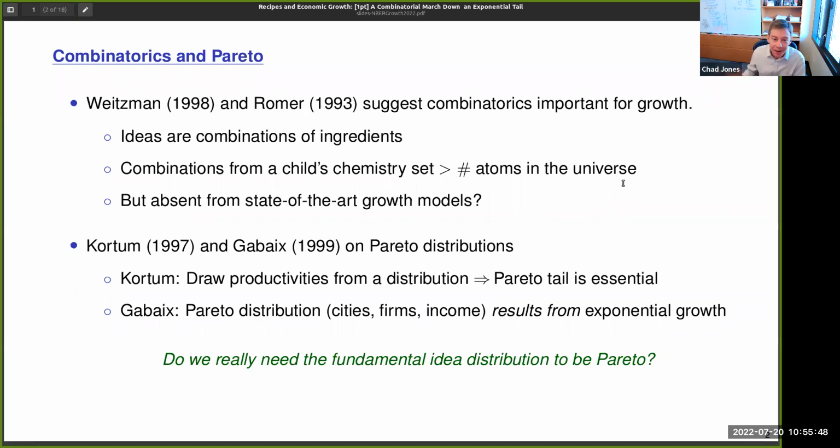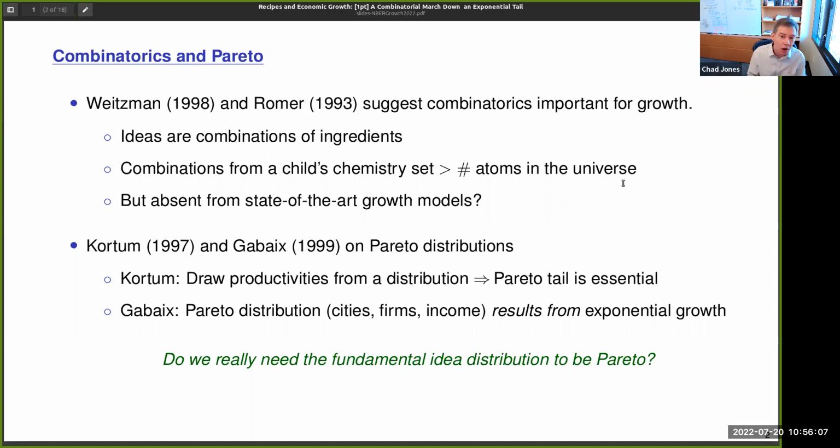The second contribution builds on this paper by Kortum in 1997, which was a precursor to Eaton and Kortum and all the Fréchet distributions that we see in the trade literature and also in the growth literature now. Kortum had a different way of thinking about growth. The notion was you're drawing productivities out of a hat from some distribution, and you only keep the highest productivity you've ever drawn and use that one. You keep the best idea.